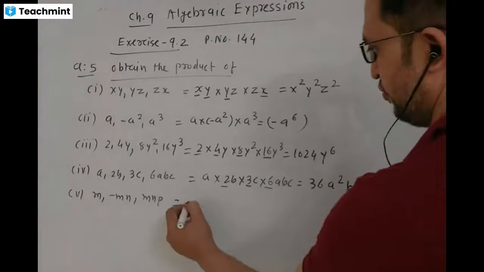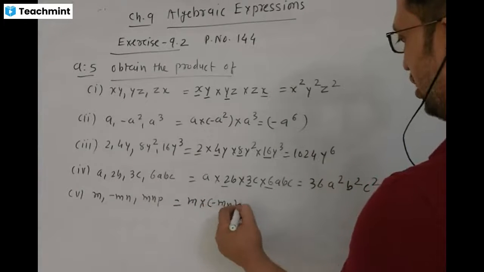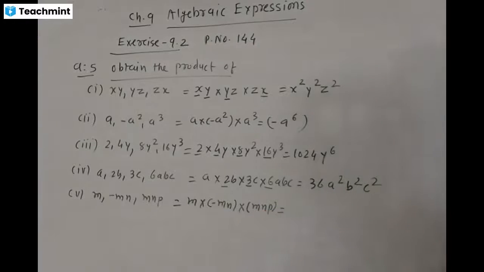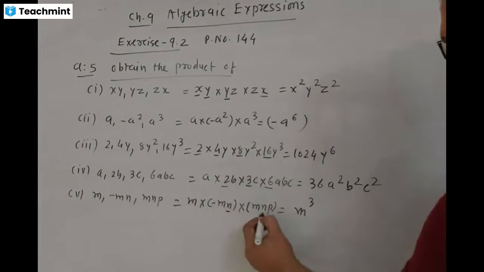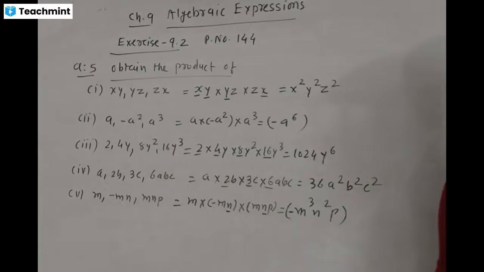And last one, m multiply with minus m and multiply with m and p. Identify how many times m? 1, 2, 3 times, means m raised to power 3. How many times n? 1 and 2 times, that is n square. P is only 1 time, that is p. And minus sign as it is remains, that is minus m cube n square p, that is final answer. Okay.